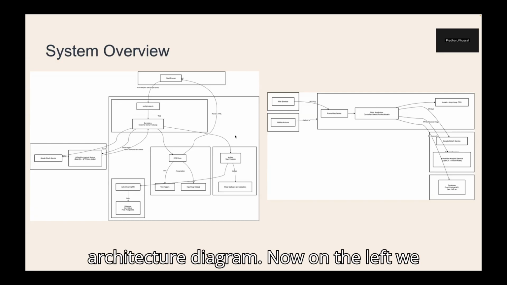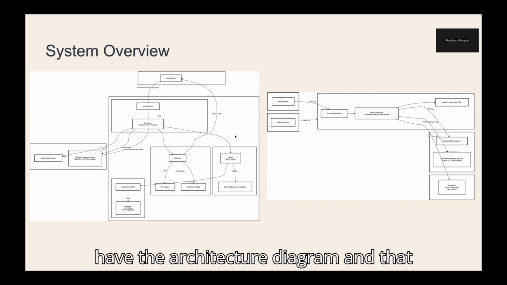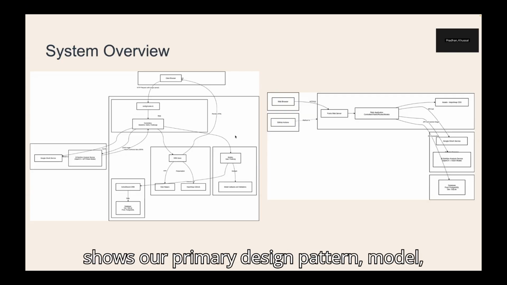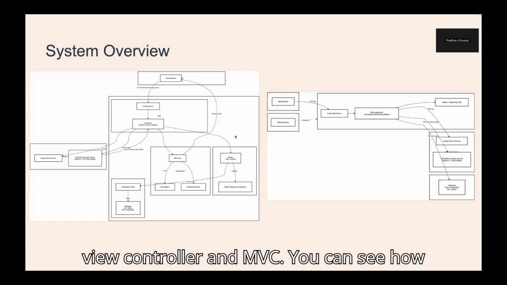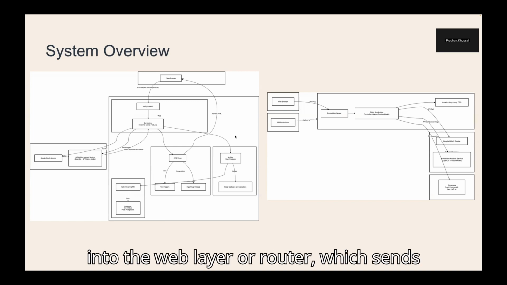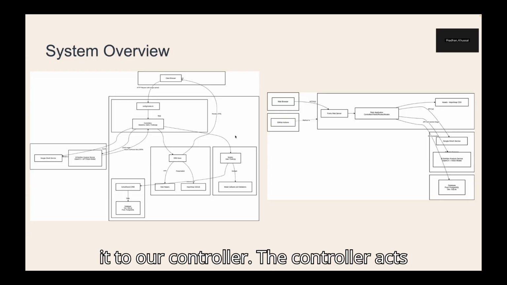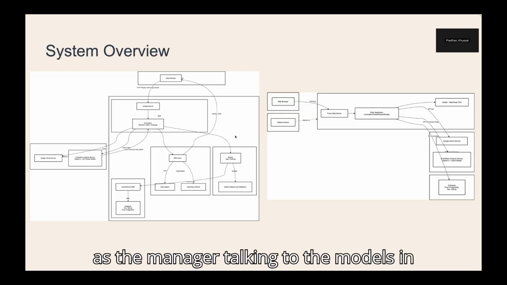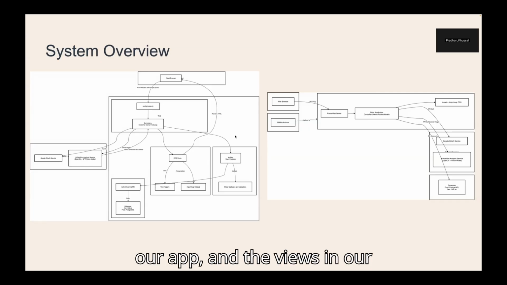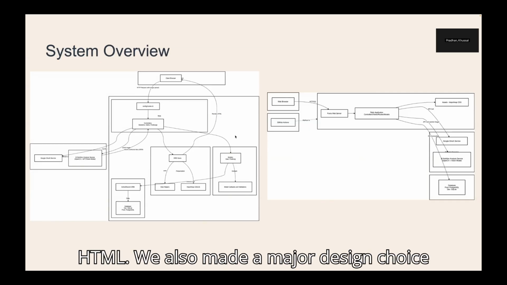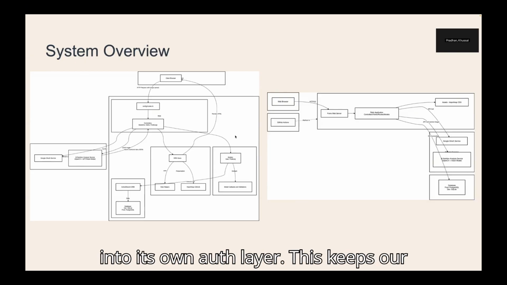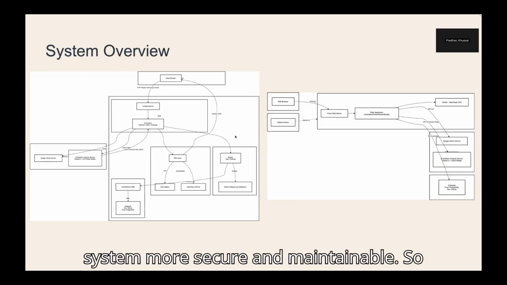That diagram zooms inside the Rails application box from the first chart. It shows our primary design pattern, model view controller, or MVC. You can see how a request flows. It comes from the browser into the web layer, our router, which sends it to a controller. The controller acts as the manager, talking to the models in our domain layer, which is the brain of our app, and the views in our presentation layer, which renders the HTML. We also made a major design choice to explicitly separate authentication into its own auth layer. This keeps our main controllers clean and makes the system more secure and maintainable.